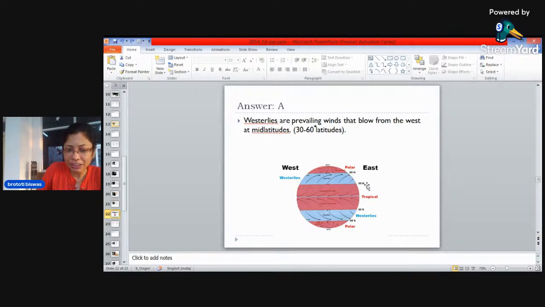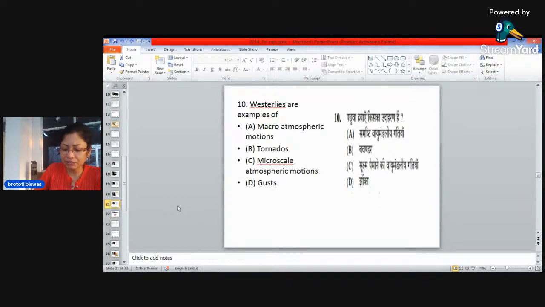So in these westerlies, this is not a localized affair that is occurring only in a certain part of India or somewhere in the world. In the entire zone from 30° north to 60° north, you are seeing movement of air. So this is not a simple gust of air. It is not a small scale atmospheric motion. It is not a tornado, because a tornado also occurs in some localized region. So what is it? It is a macro atmospheric motion.